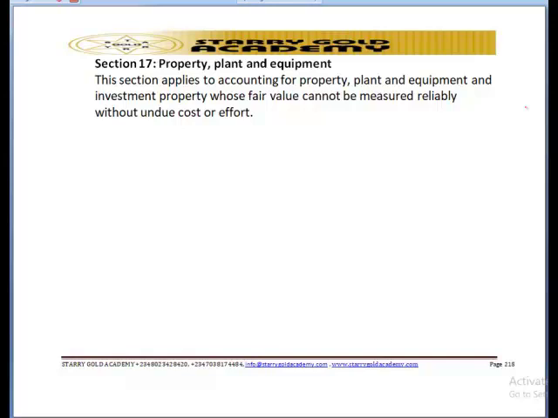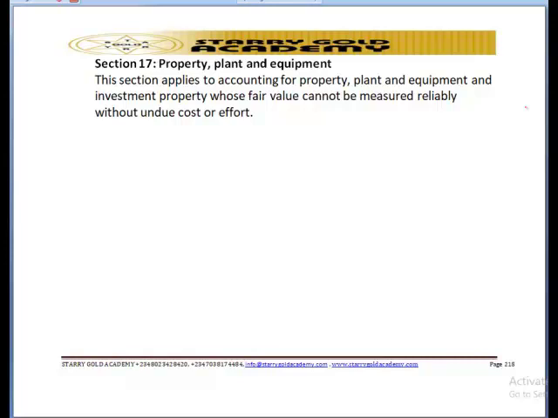Most of the section 17 rules are similar to those in IFRS 16. However, there are some differences. For example, residual value, useful life and depreciation need to be reviewed only if there is an indication that they may have changed since the most recent annual reporting date. You see, this one does not require an annual review like the IFRS 16 that requires an annual review. This one is just when there's an indication that all of these things would have changed since that most recent annual reporting date.